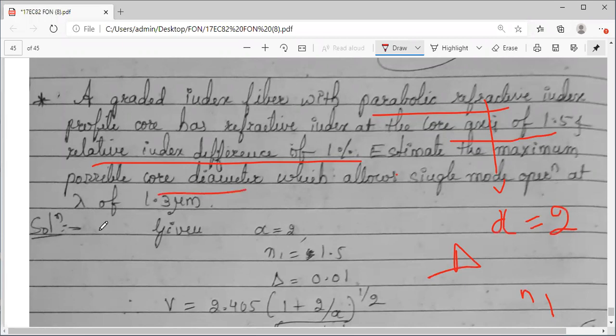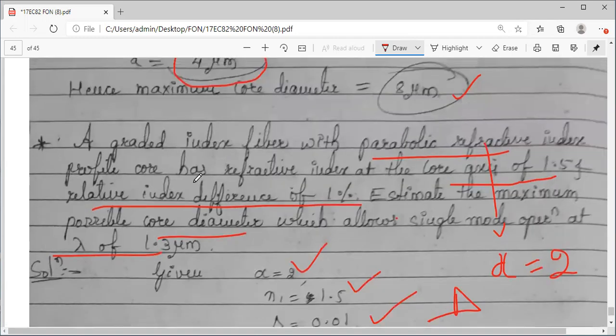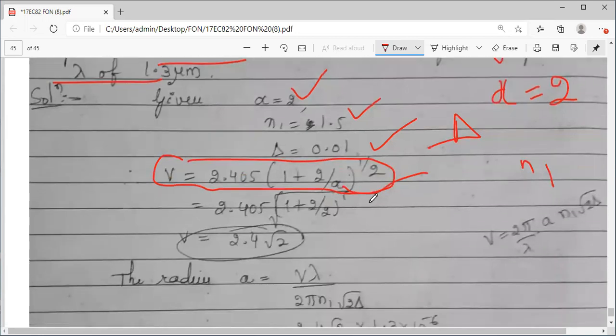Again, to find the diameter we will take the help of the radius. Radius small a we will find, then we will double it. Okay, and lambda is given. Similar, alpha is given, n1 is given, delta is given, but this is not for step index. This is for graded index. So for this we have a formula. V number is equal to normalized frequency 2.405 times (1 plus 2 by alpha) raised to 1 by 2. So alpha indirectly, parabolic structure, alpha equals 2. Substitute, you will get some value.